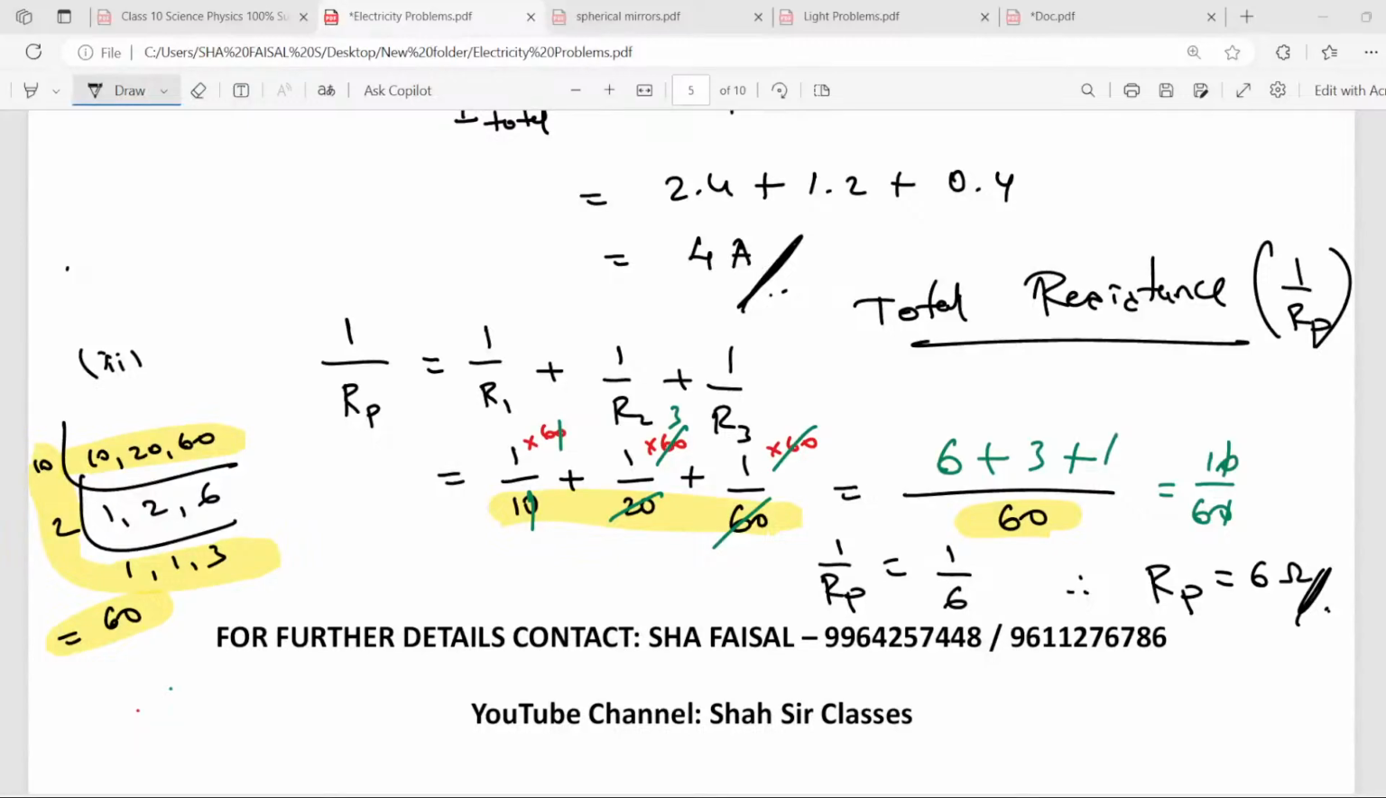Yes, students. So there was a power fluctuation.